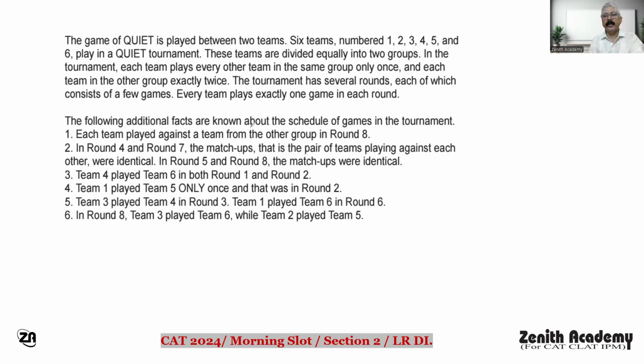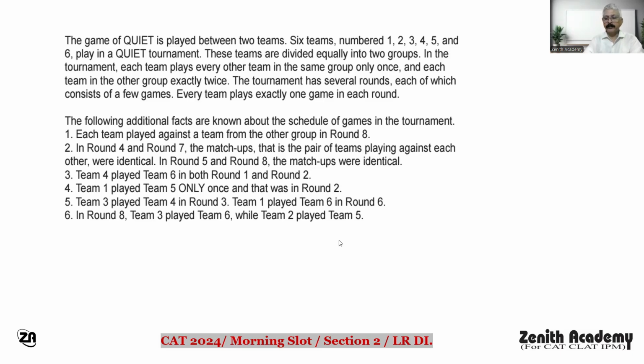The following additional facts are known about the schedule of games in the tournament. Each team played against a team from the other group in round 8. In round 4 and round 7, the match-ups, that is pair of teams playing against each other, were identical. In round 5 and round 8, the match-ups were identical. Team 4 played Team 6 in round 1 and round 2. Team 1 played Team 5 only once, and that was in round 2. Team 3 played Team 4 in round 3. Team 1 played Team 6 in round 6. In round 3, Team 3 played Team 6, while Team 2 played Team 5.